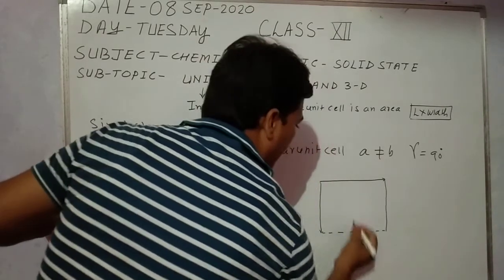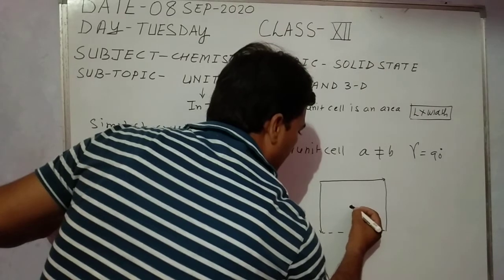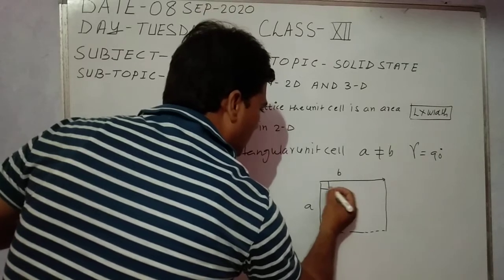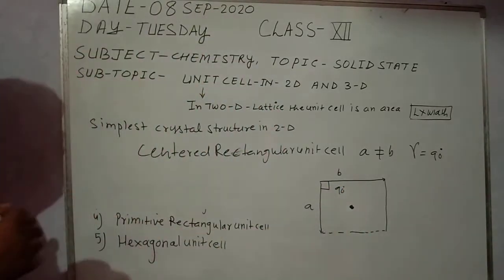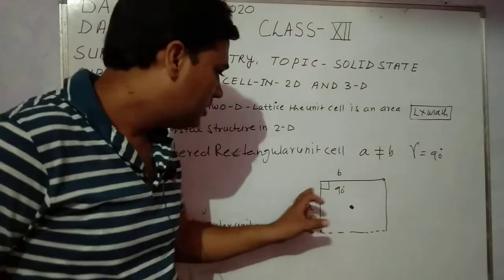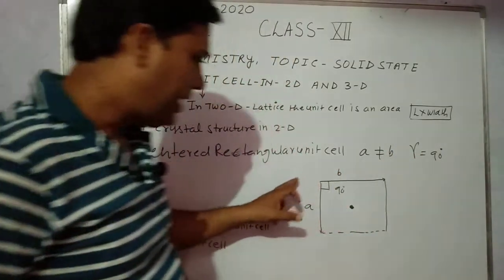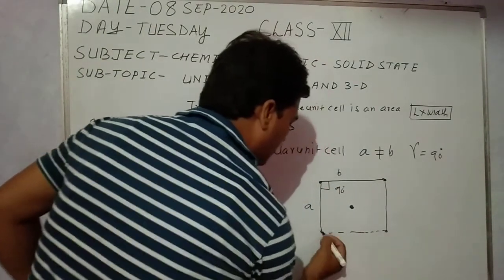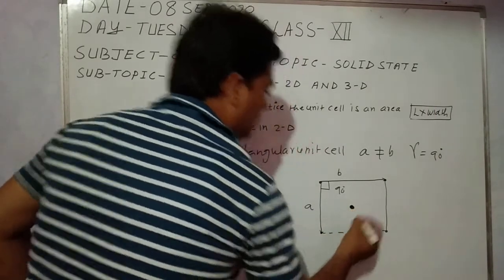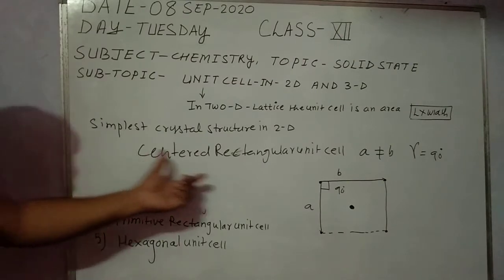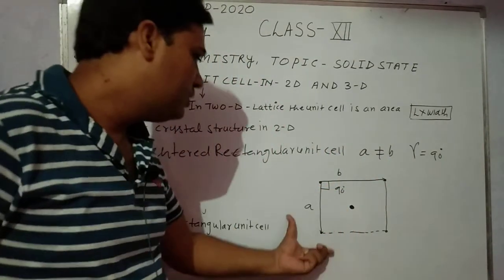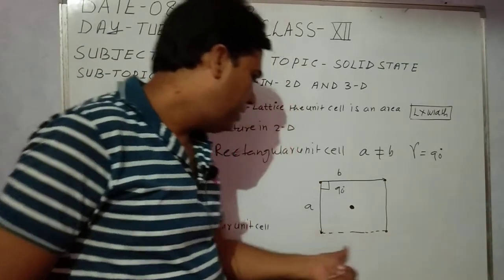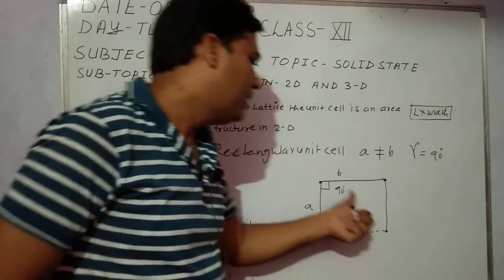in this way, and in the center there is a lattice point. A is not equal to B and gamma is equal to 90 degree. So in centered rectangular unit cell, A is not equal to B but gamma is equal to 90 degree, and the lattice points are present at the corner as well as the center of the unit cell. This is the lattice point, and this lattice point, and the center also contains a lattice point.